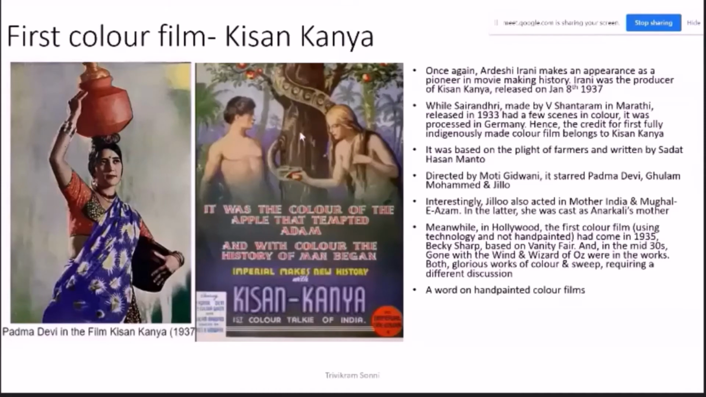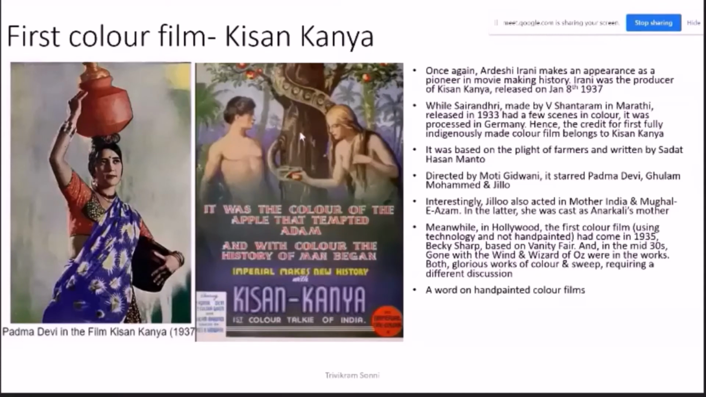Do you remember those fake color photographs that people used to get clicked in studios way back in time? That is hand painting using stencils. That was used in the earlier era as far as color was concerned. Each frame was painstakingly hand painted. Then came the technology and the camera, which was used in Becky Sharp, released in 1935. In that era, Gone with the Wind and Wizard of Oz were in the works, glorious works of color and sweep. Both require independent discussions anyway. I just thought I should bring it up. That was about hand-painted films versus tech films.